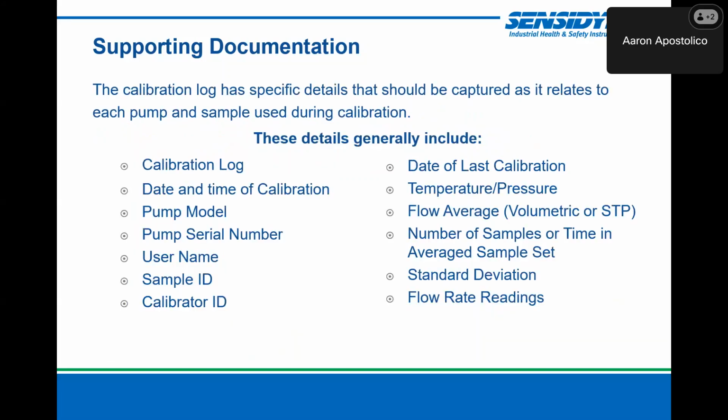So the calibration log, let's specifically focus in on this. The details that should be captured really include the calibration information: the date and time of calibration, the pump model, the serial number, the username, the sample ID, the calibrator ID, the date of the last calibration, any environmental conditions like the ambient temperature and pressure, the flow average, the number of samples or the time averaged in a sample set, any standard deviation or percent deviation, as well as the flow rate readings.